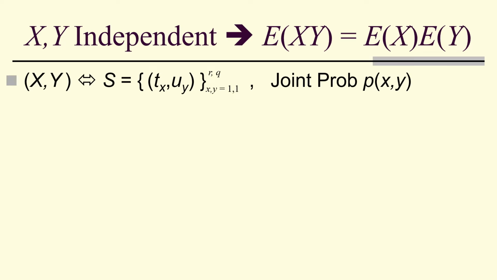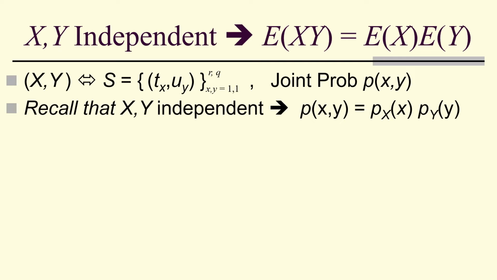Now, let's continue and prove something very useful. If x and y are independent, then the expected value of their product is the product of their expected values. And this comes directly from the fact that if x and y are independent, the joint probability distribution is the product of the individual probability distributions.